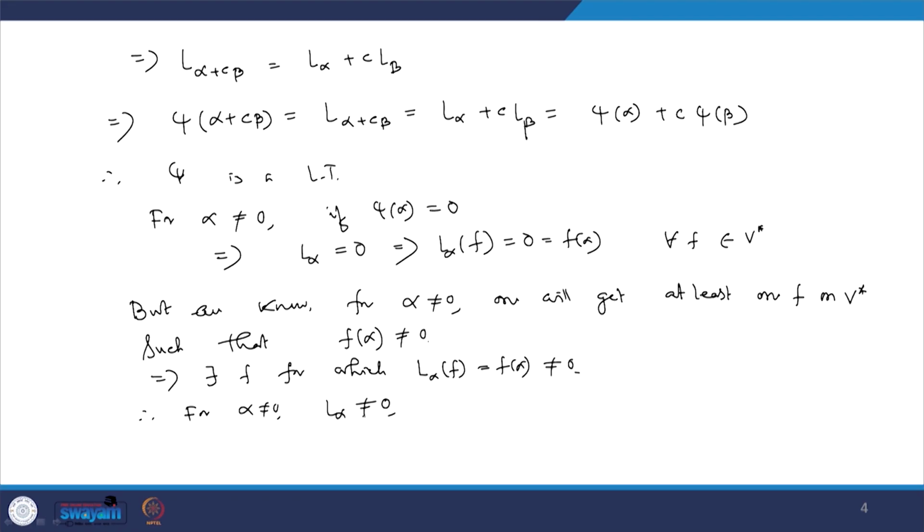L alpha cannot be equal to 0, I mean the zero linear functional. So, this implies that your psi is 1-1, because the null space of psi is only the 0 subspace. Psi is 1-1. So, we have psi is a 1-1 linear transformation from V into V double star.